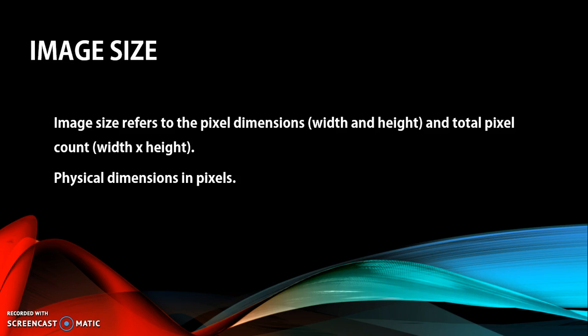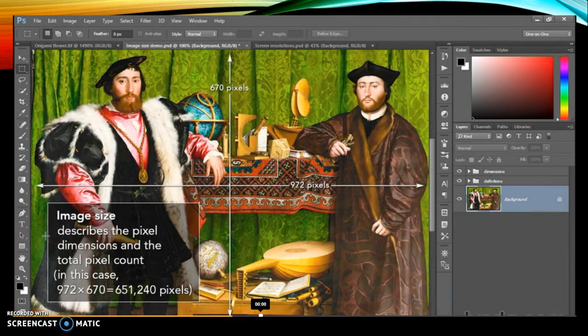Now when we discuss image size, the image size refers to the pixel dimensions, or the width and the height, and the total pixel count, the width times the height. It's the physical dimensions of an image in pixels. Let me show you an example. This image is 972 by 670, or 972 pixels wide by 670 pixels tall, and it contains 651,240 pixels in the entire image.